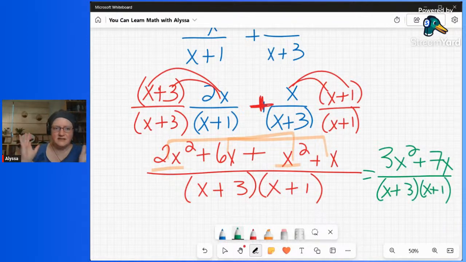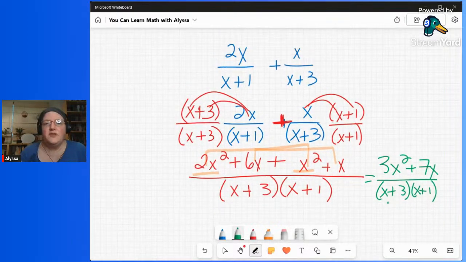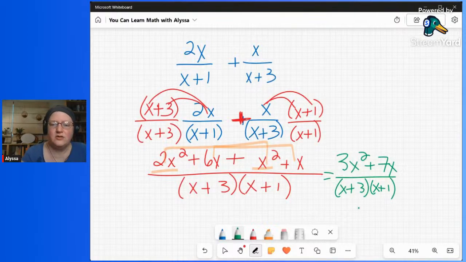And like I said, some problems that you do may require you to distribute that using FOIL. Others, they may want you to just leave it as x plus 3 times x plus 1. Just depends. And if you were to subtract, this is the only sort of thing.